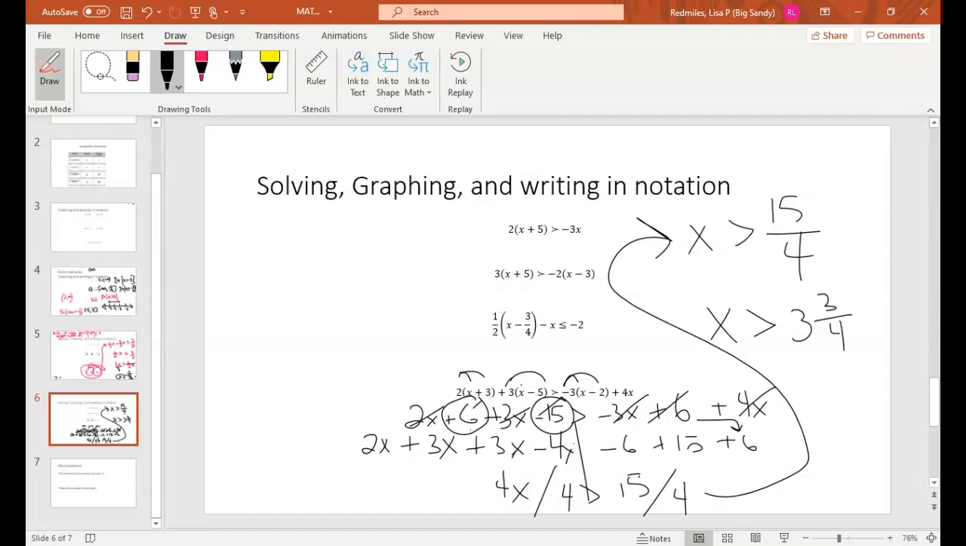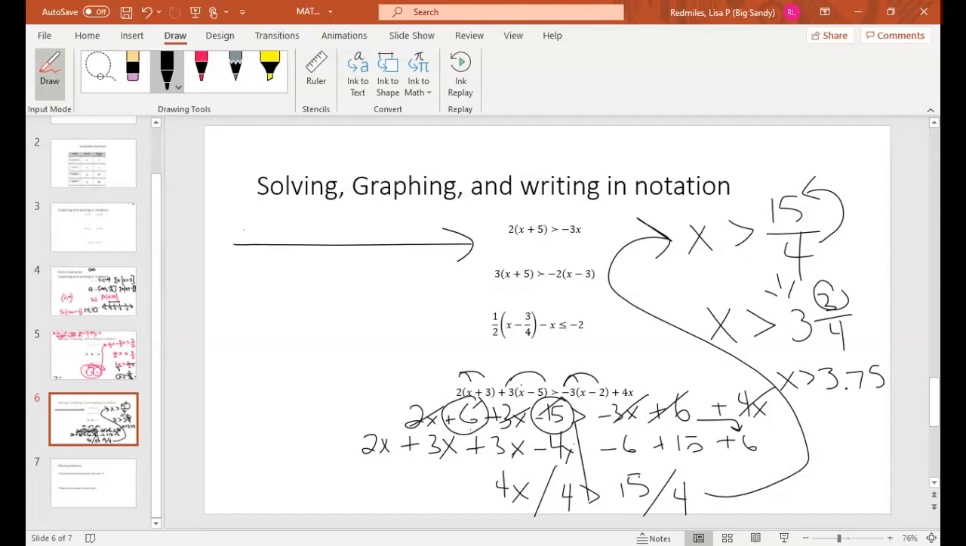3 times 4 is 12. So we have a remainder of 3. That's how we get the 3 3/4, remember. 4 goes into 15 3 times with a remainder of 3. And we put that back over 4. And that is 3.75, if you want to write it that way.